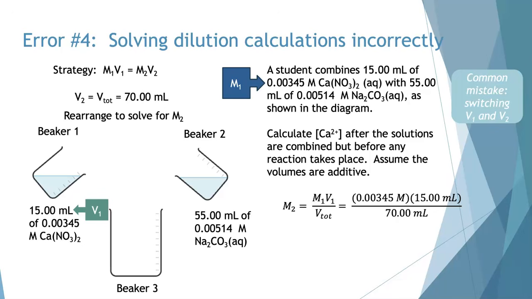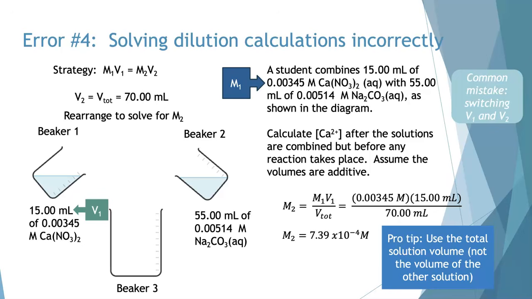One of the common mistakes that we saw was that students were switching V1 and V2, so they were using the molarity of the calcium nitrate solution with the volume of the sodium carbonate solution, things like that. That's going to lead you to an incorrect answer. So make sure you're putting the right variables together. The other thing that we were seeing is that students, instead of using the total volume, were using the volume of just the other solution as V2. That's not going to work as well. So we can substitute that in, and we get an answer of 7.39 times 10 to the minus 4th molar.